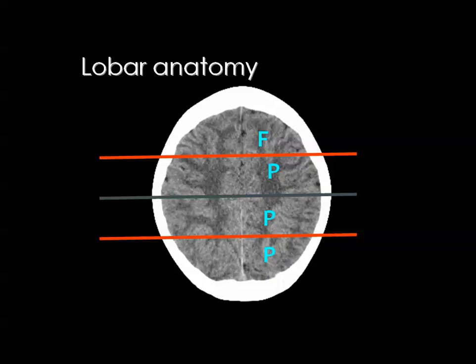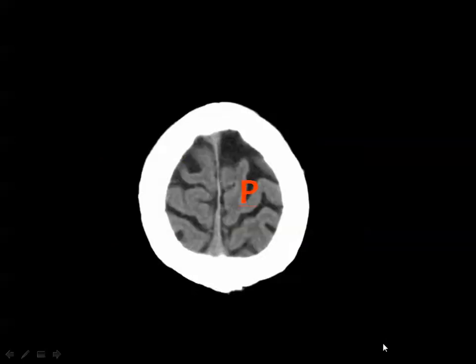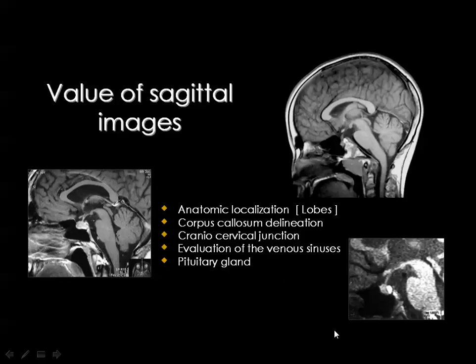It has been finished in the lower sections, and also the temporal lobe is no more present. But if you are very high up in the sections, you are left only with the parietal lobe in most of the cases. Then what are the values of the sagittal images? Actually, they are very important, especially in anatomic localization.